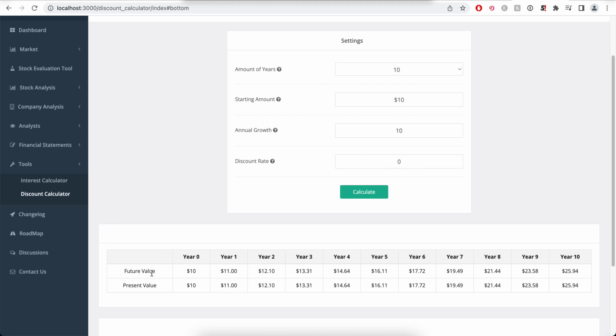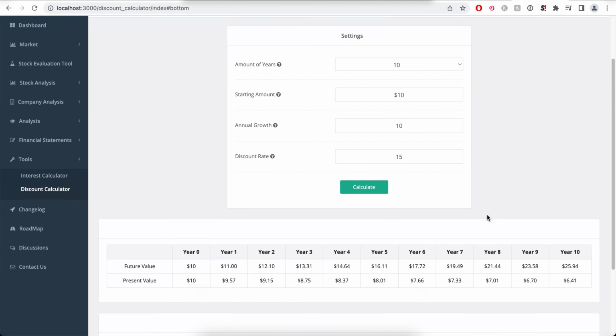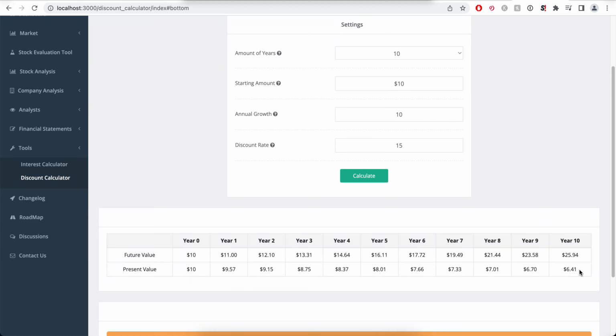And so you will see future value here, which is the value without any discounts, and you'll see that currently the present value is exactly the same. That's because we haven't discounted that value. Now, let's just say that including inflation, we want to be making 15% a year on our money. That's a return on investment. And so if we add 15% here and we hit calculate, you will see that the present value of money has changed here. Why? Because it has adapted to the discount rate.